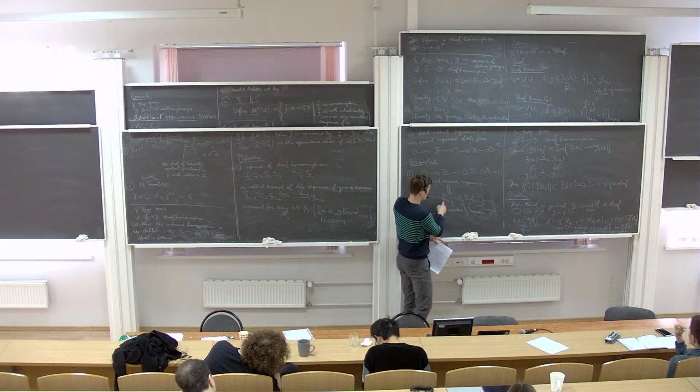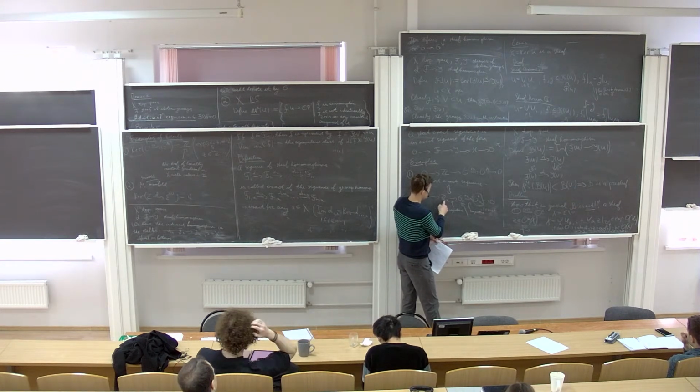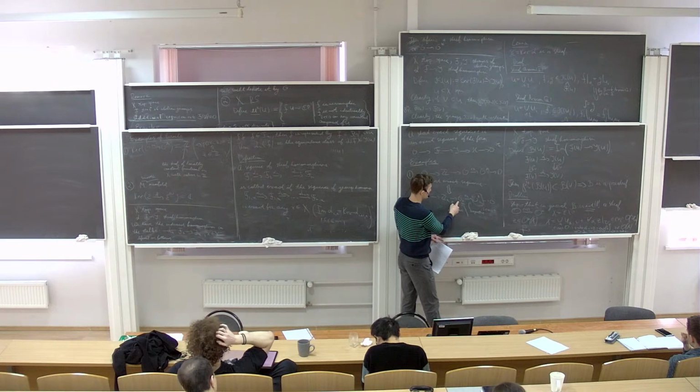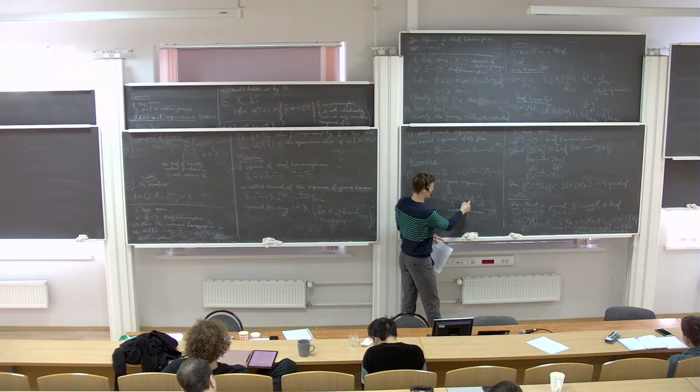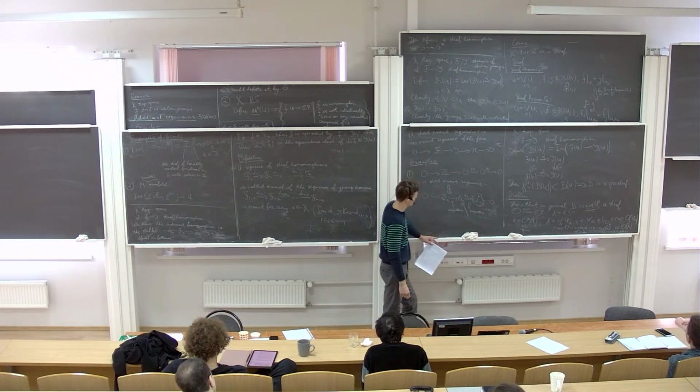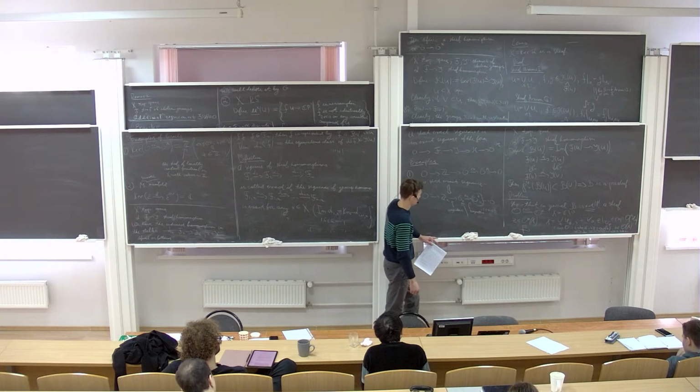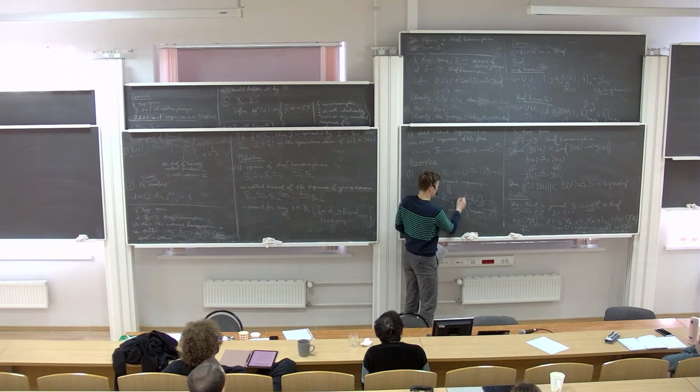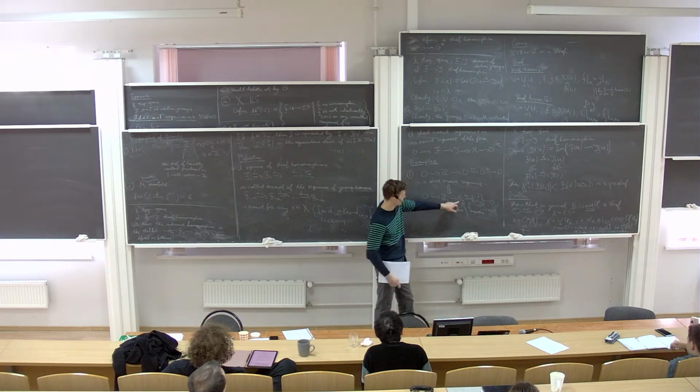Yeah, so obviously the image of Zx belongs to the kernel of this X. Okay, then this is obvious. I think that the sequence is exact at this point, yeah?